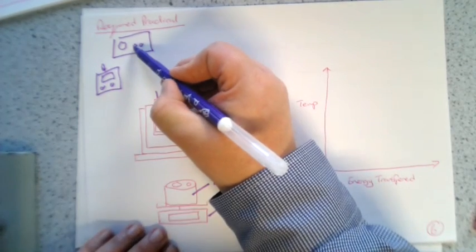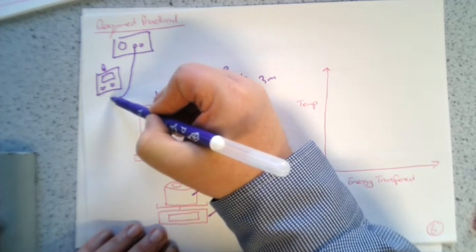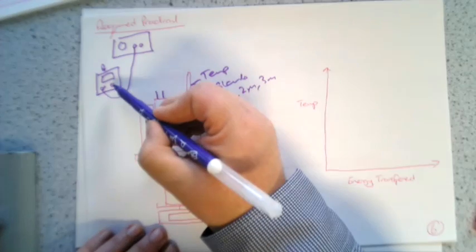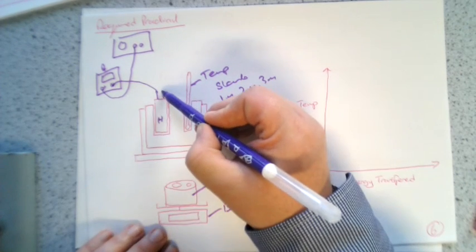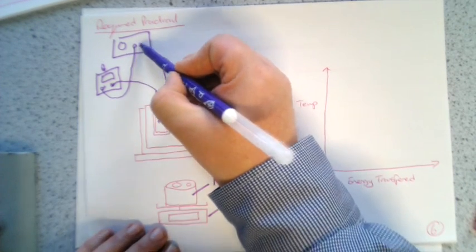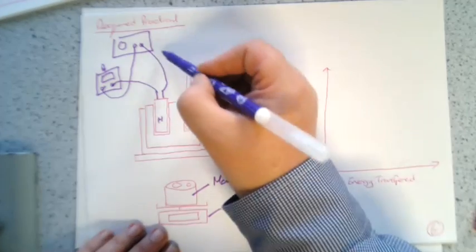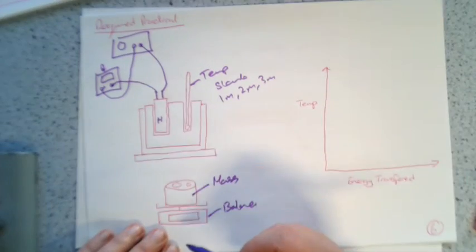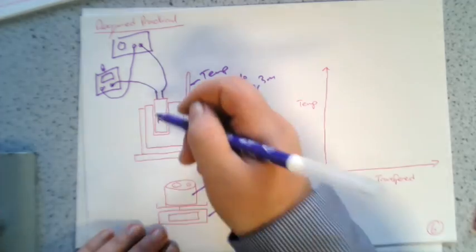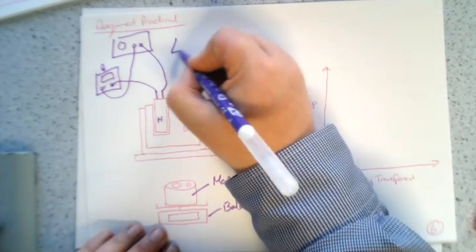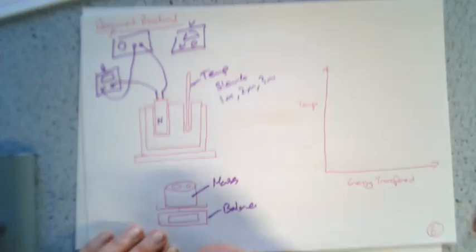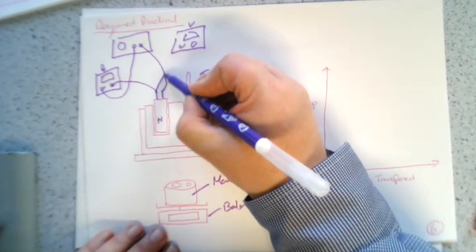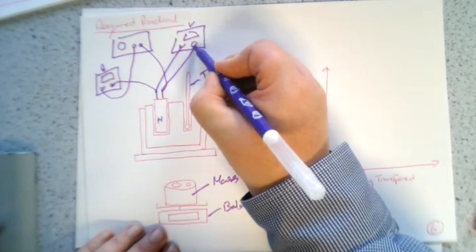So I need a lead that comes out to my power pack into my ammeter, and then a lead that comes from my ammeter onto my heater, and then from my heater back to my power pack. Therefore, I've got one loop. Now, I need to know the potential difference across my heater, and that's where I'd use a voltmeter. Okay, put a V there, and that would just be connected straight to my heater.